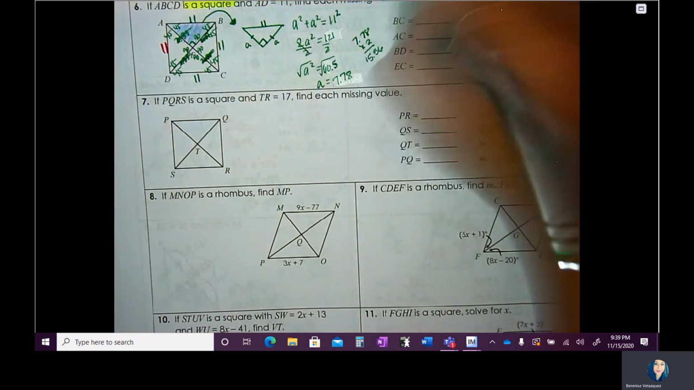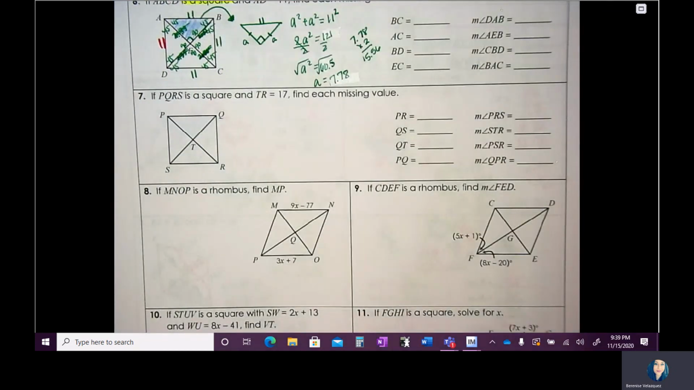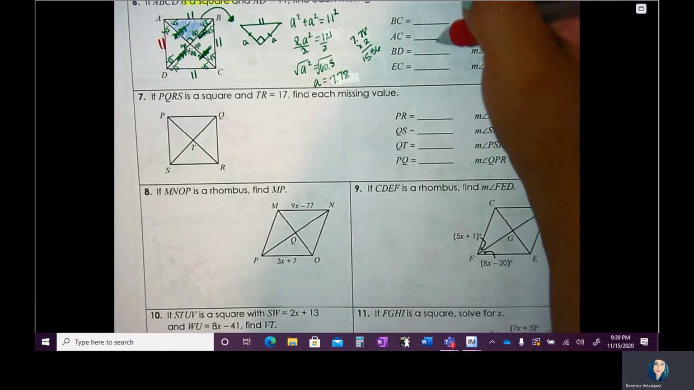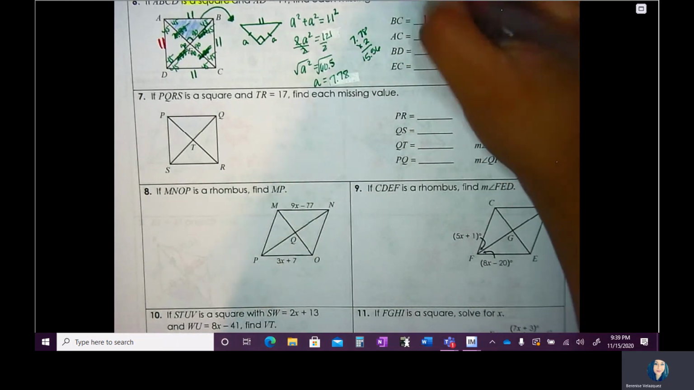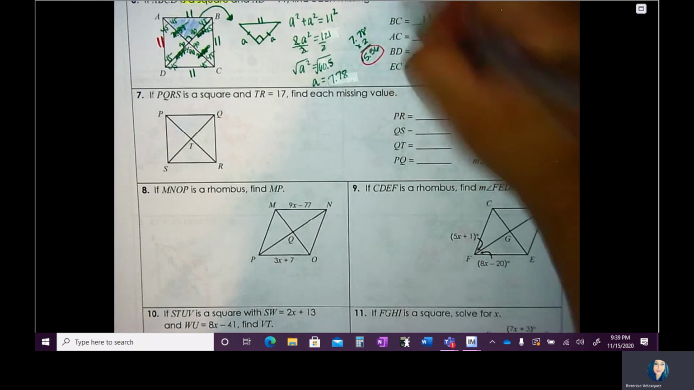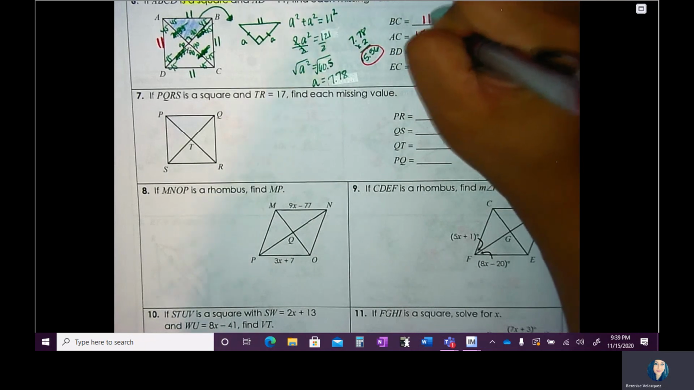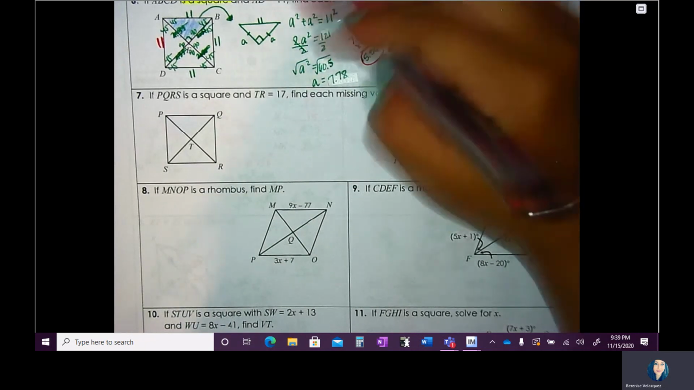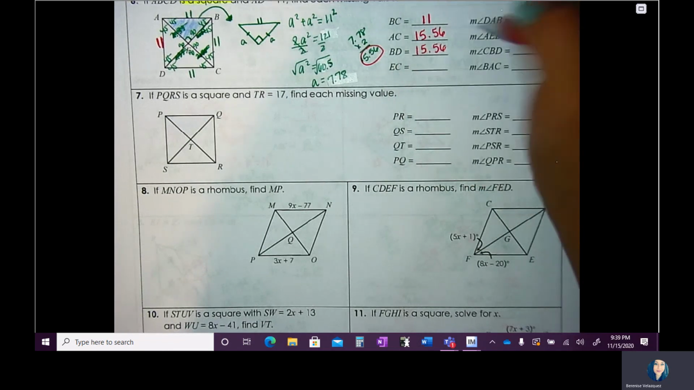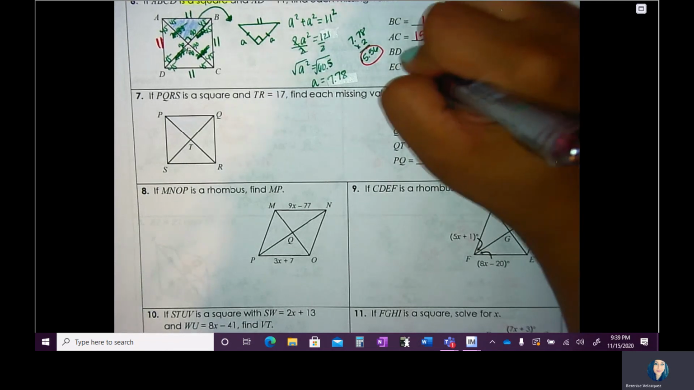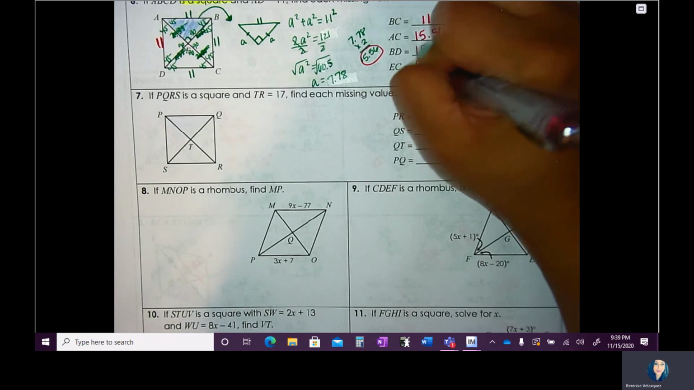Now that we know that, again, it would get sloppy if I put it back in there. So now I'm just going to fill in the information. BC is on the outside. That's 11. AC is the whole diagonal, so that's going to be 15.56. BD is the whole diagonal in the other direction. Same thing. Diagonals are the same. EC is one of the diagonals. That was the part we found with the Pythagorean theorem.